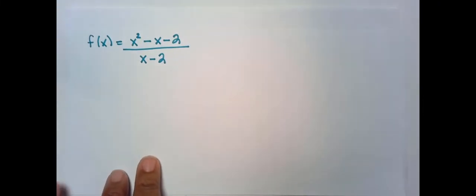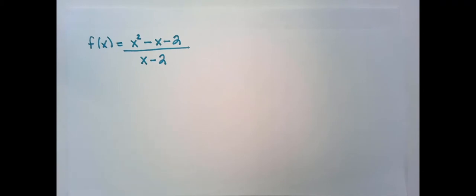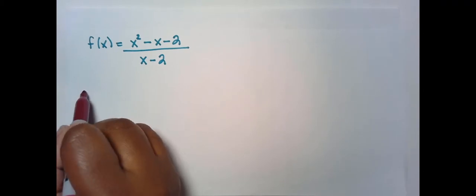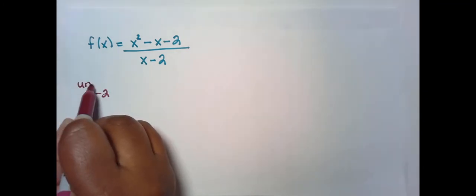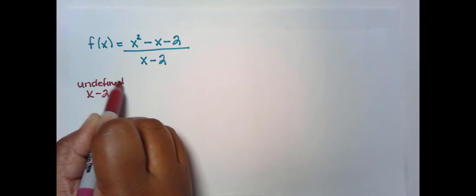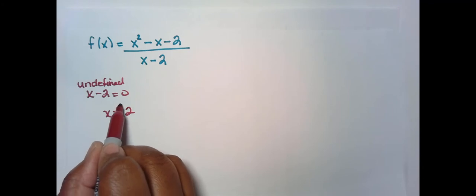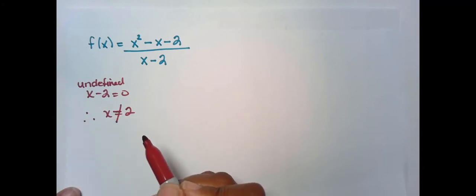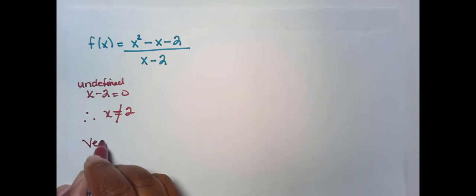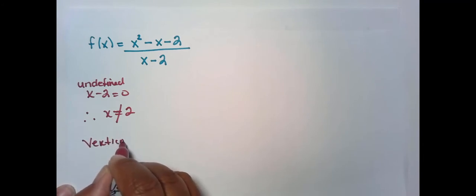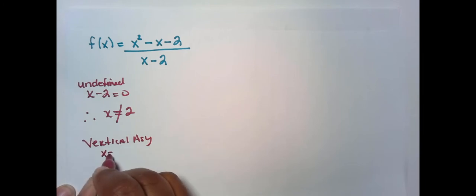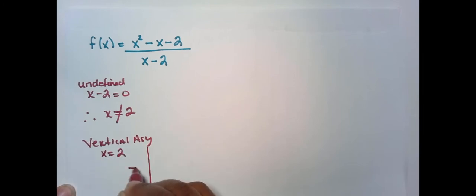there is a hole for the rational function. So first of all, let's find where it will be undefined. Well, we would set our denominator equal to 0 and solve for x. Well, x is equal to 2, but what we're saying here is x cannot equal 2. Therefore, our vertical asymptote, which will be a vertical line, will be at x equals 2. So if we were to graph this, here is 2. We would create this vertical line.